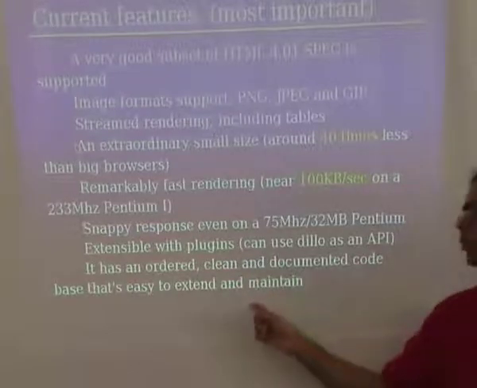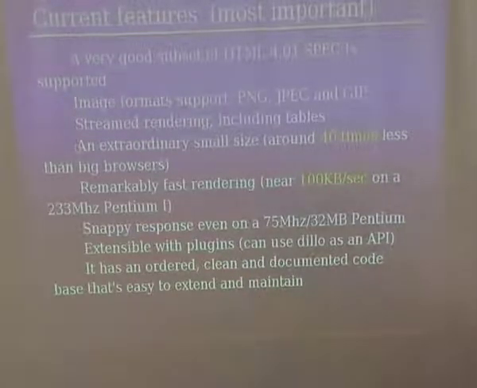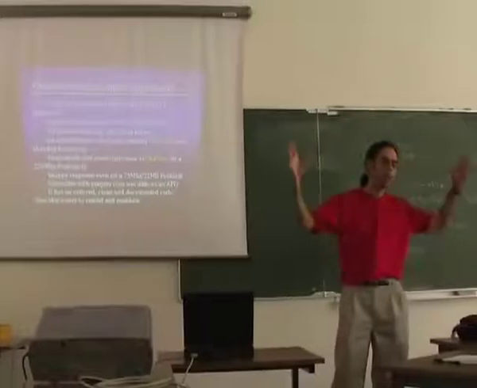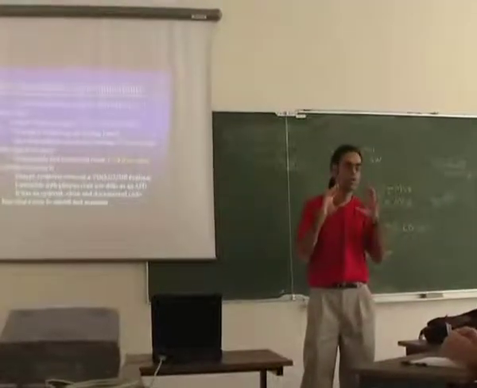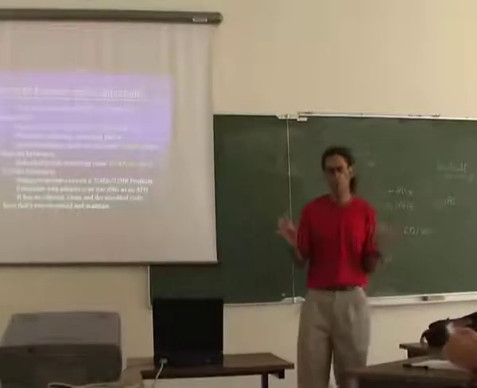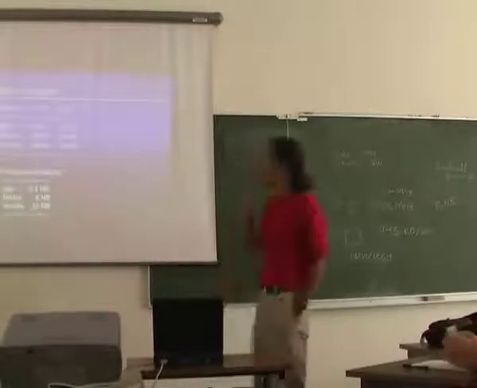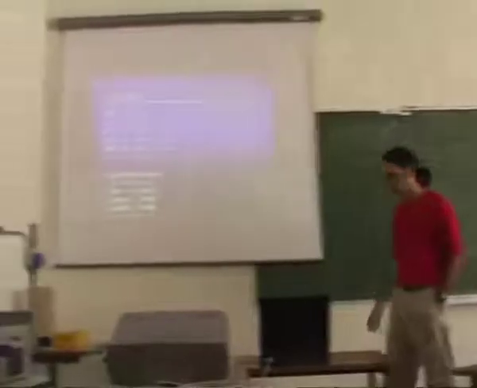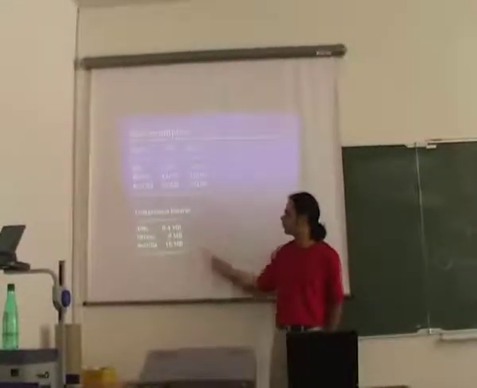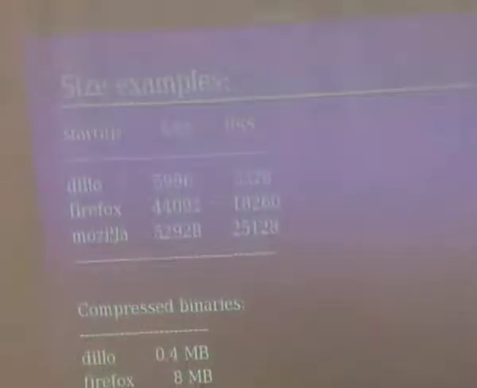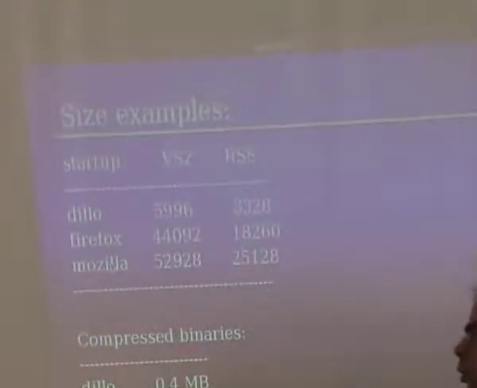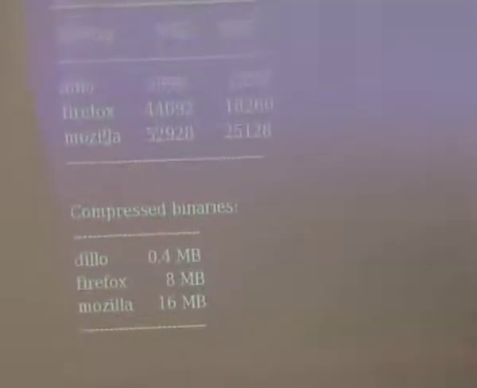This last point is very important. The code base of Dillo is not a mess, it's very well documented, so it's easy to advance the project. We have taken pretty much care about that. So there's no need for a rewrite. Now look at this one first. It is 0.4 megabytes. And if you make the division, you get 40 times. That's where that number comes from.